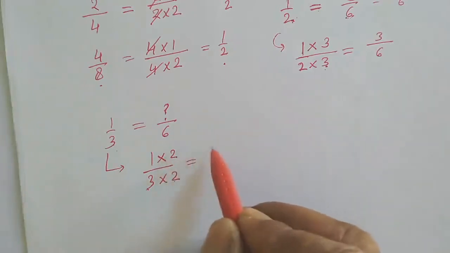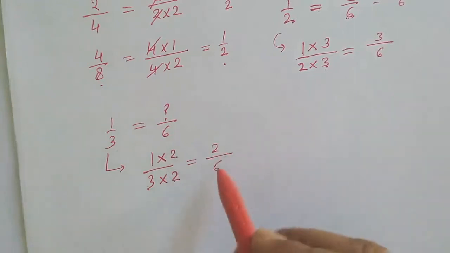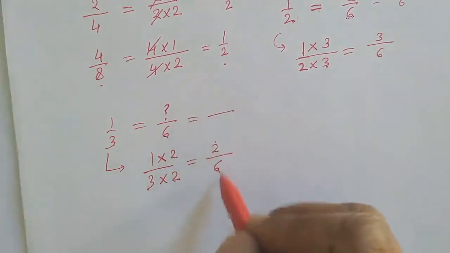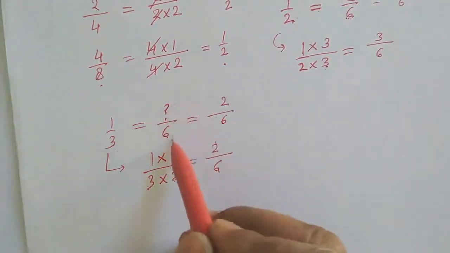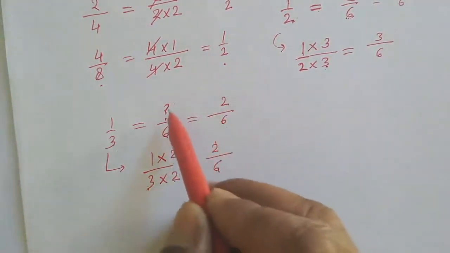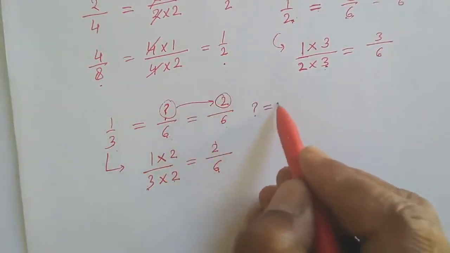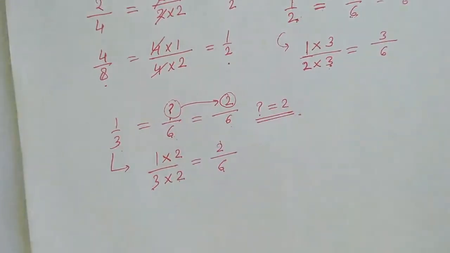So now you can write it 1 into 2, this is 2, 3 into 2, this is 6. So 6 and this is 6, right? So it means that this fraction is actually 2 by 6. So this unknown number is actually 2. This unknown number is 2, right?